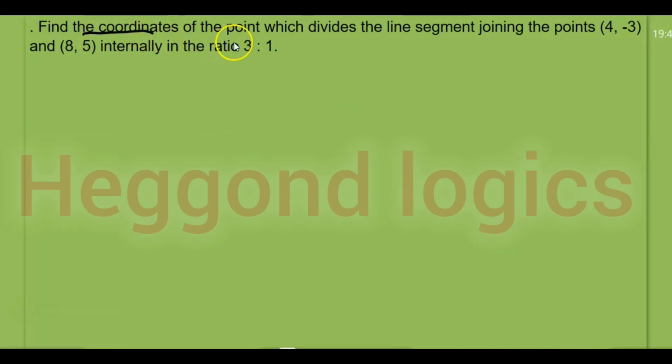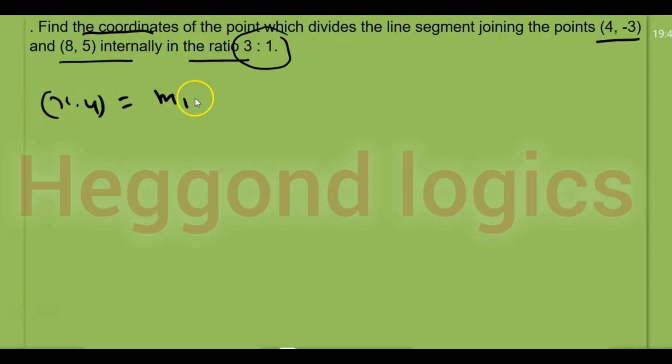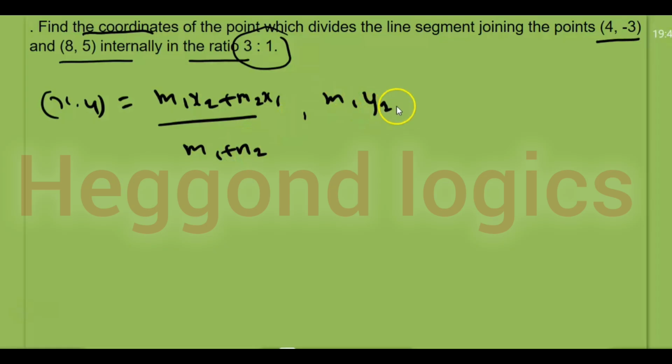Find the coordinates which divide the line segment (4, minus 3) and (8, 5) internally in the ratio of 3:1. This question is based on the section formula. The section formula is (x, y) is equal to (m1 x2 plus m2 x1) divided by (m1 plus m2), and (m1 y2 plus m2 y1) divided by (m1 plus m2). This is the section formula.